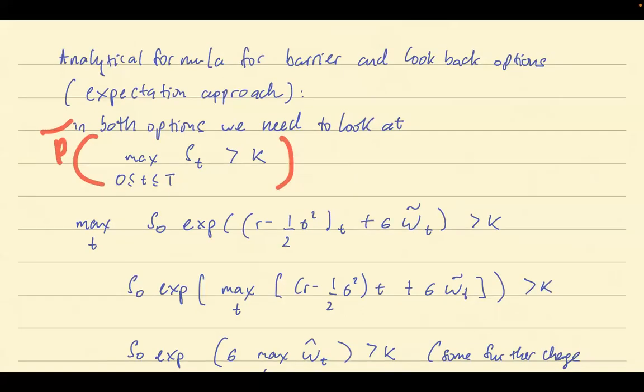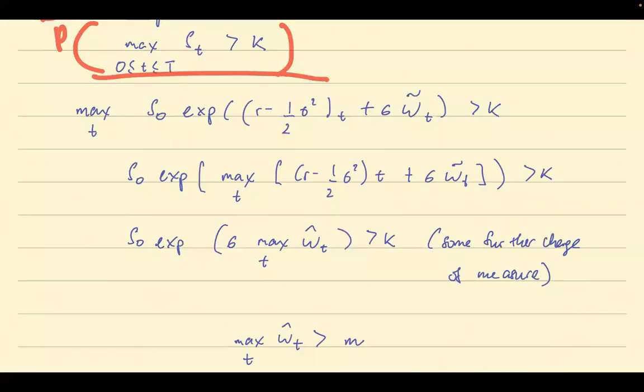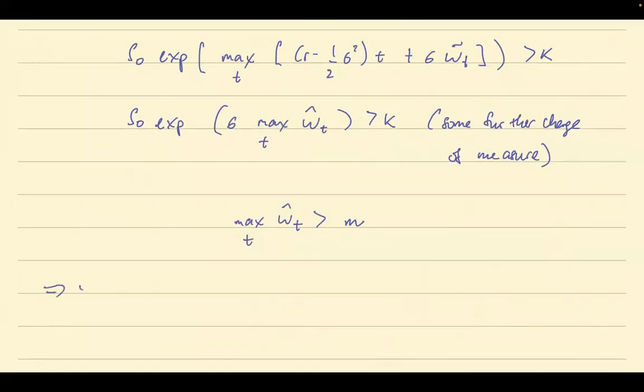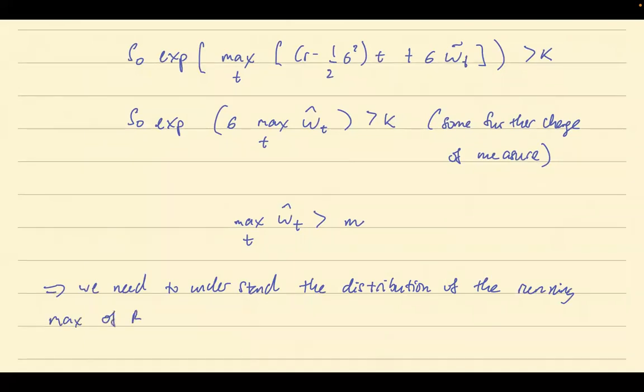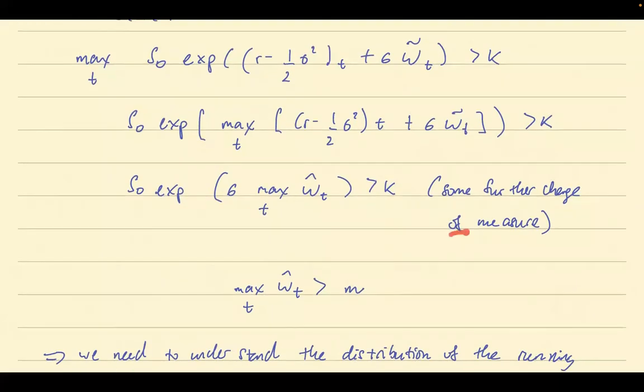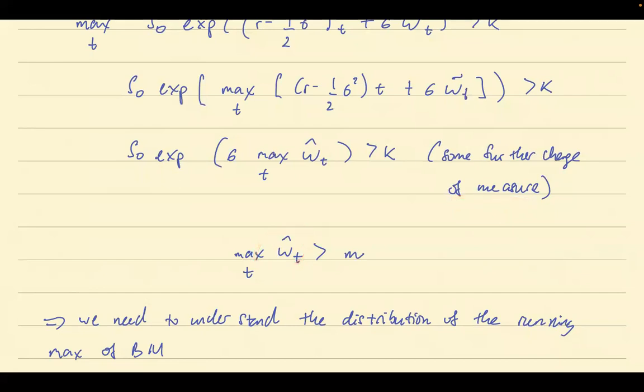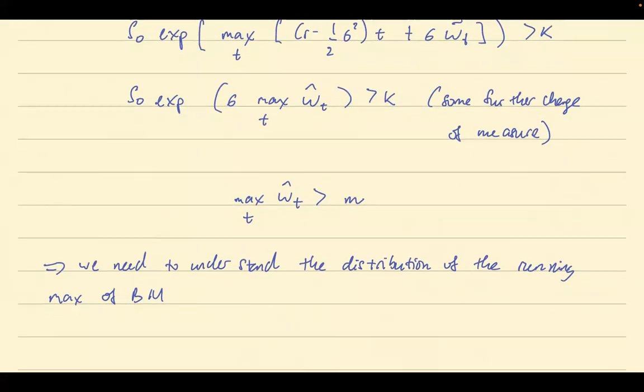So either way, to work with this expression, we need to understand, basically, the distribution of the running max of the Brownian motion. Now, of course, once you change measure, this is just a Brownian motion under some further measure. So we'll drop the hat for now. We'll just look at some generic Brownian motion.